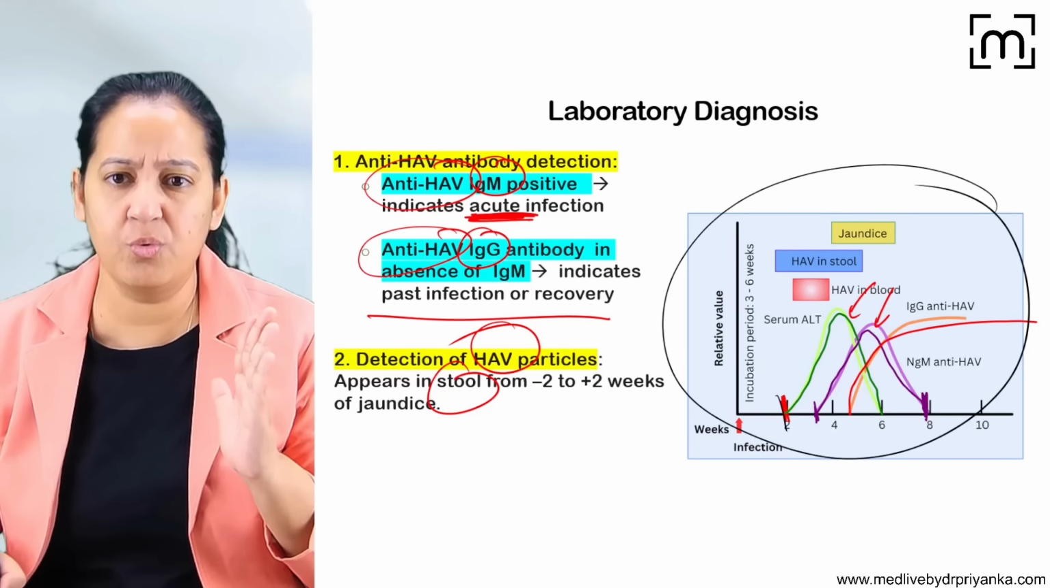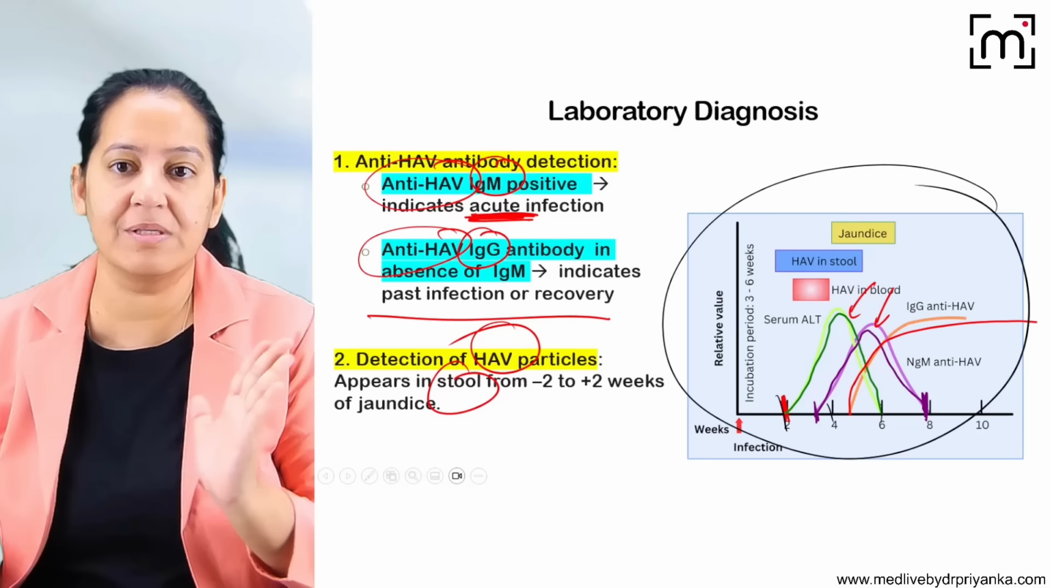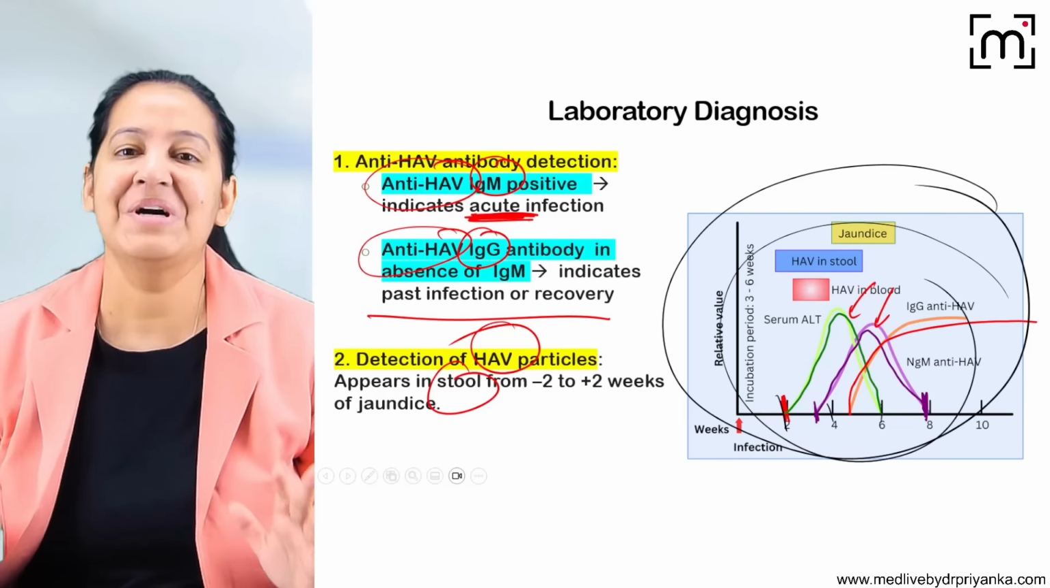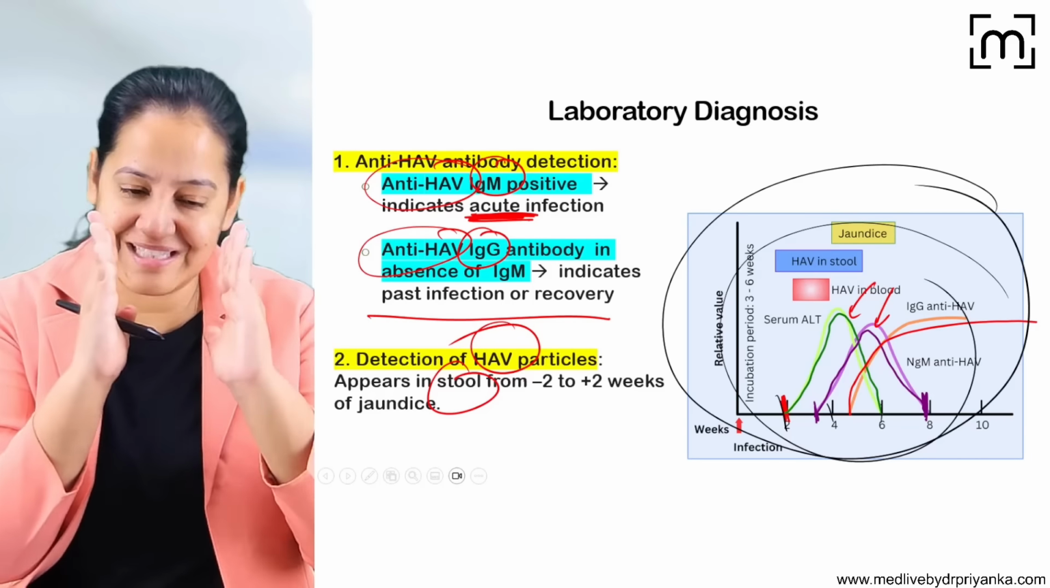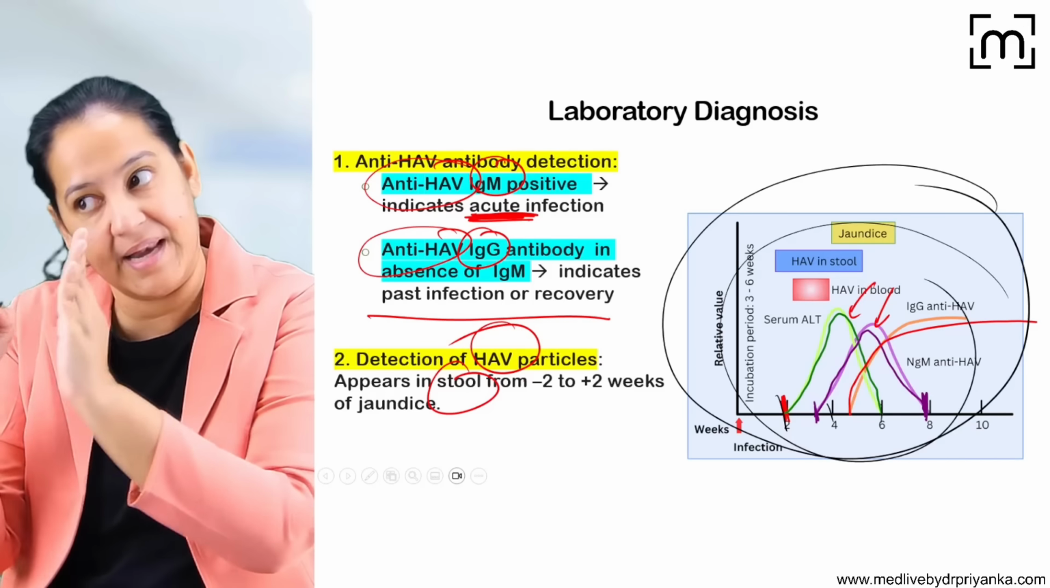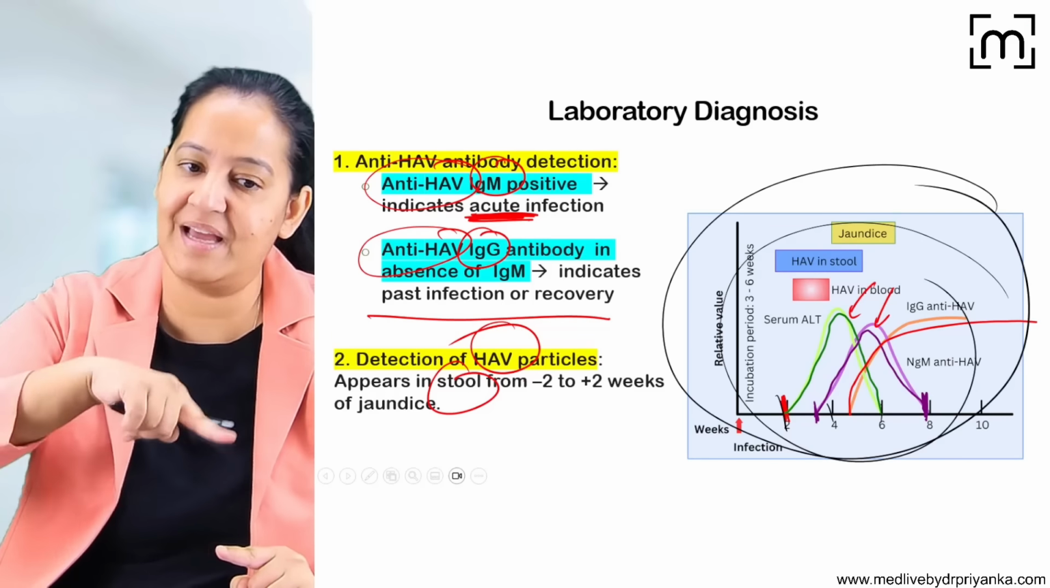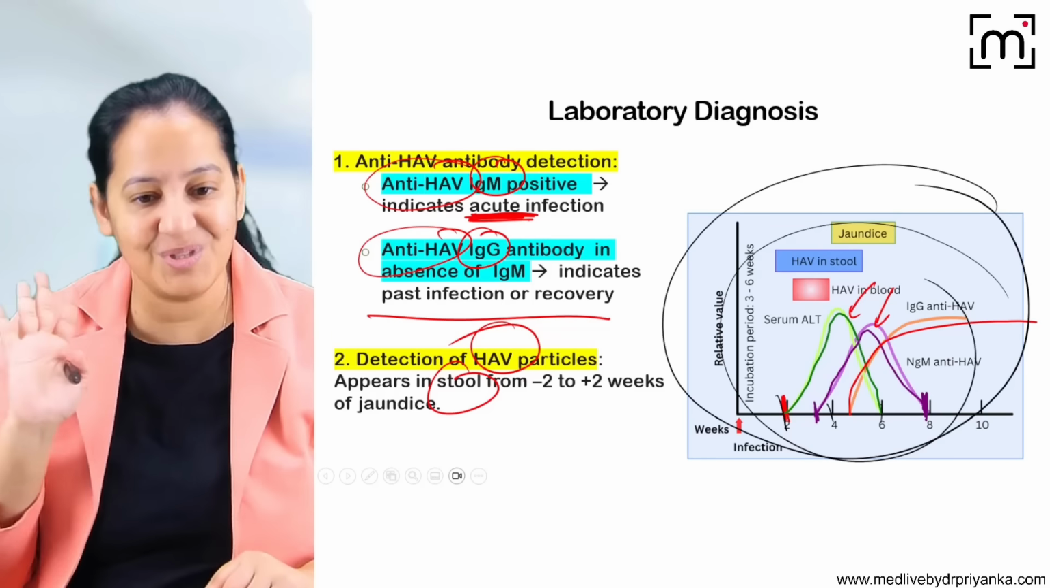You can label the weeks 2, 4, 6 if you wish, but even if you don't label them, this pattern is important, and labeling is important. Of the three things you are labeling, first label the virus, then IgM and then IgG. IgG will never touch the baseline, it will be forever. So you have to draw this. So this is the lab diagnosis.